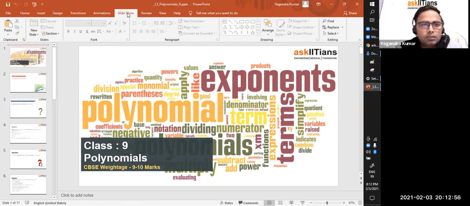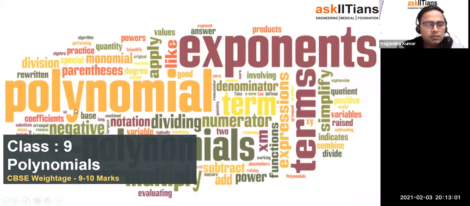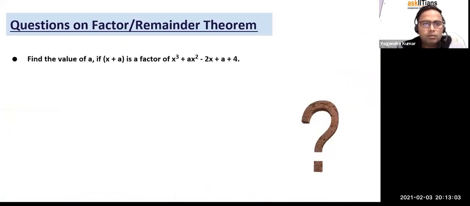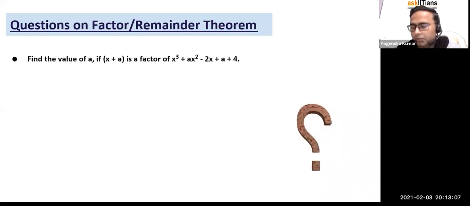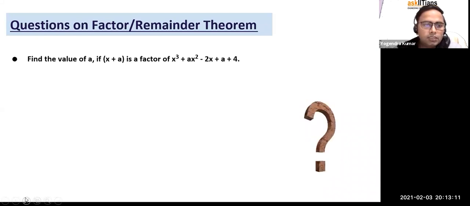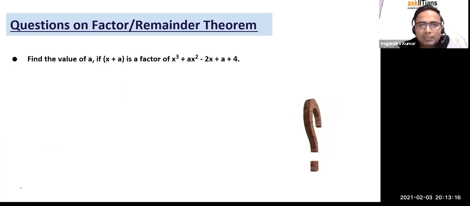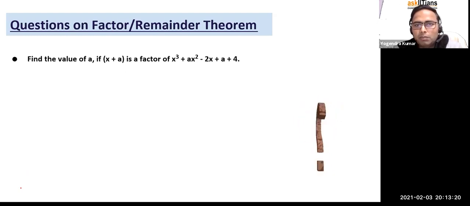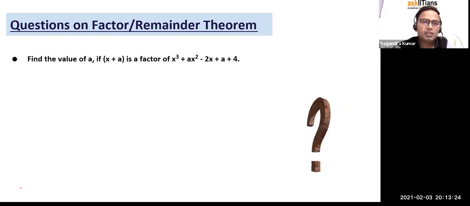The first question is on factor theorem or remainder theorem. Find the value of a if x plus a is a factor of x cube plus ax square minus 2x plus a plus 4. What we do here, I hope you remember, is the factor theorem.